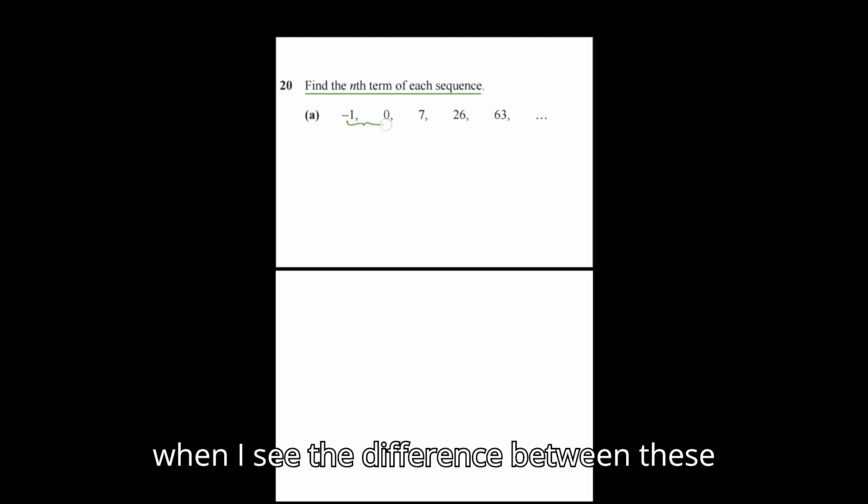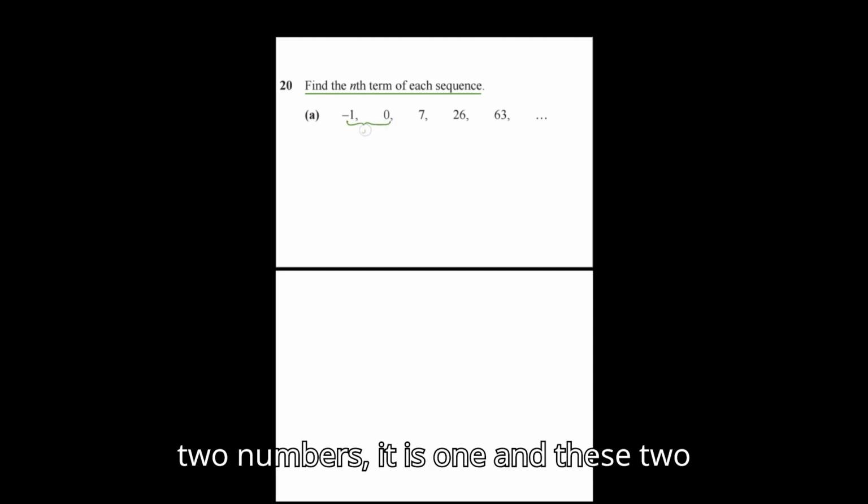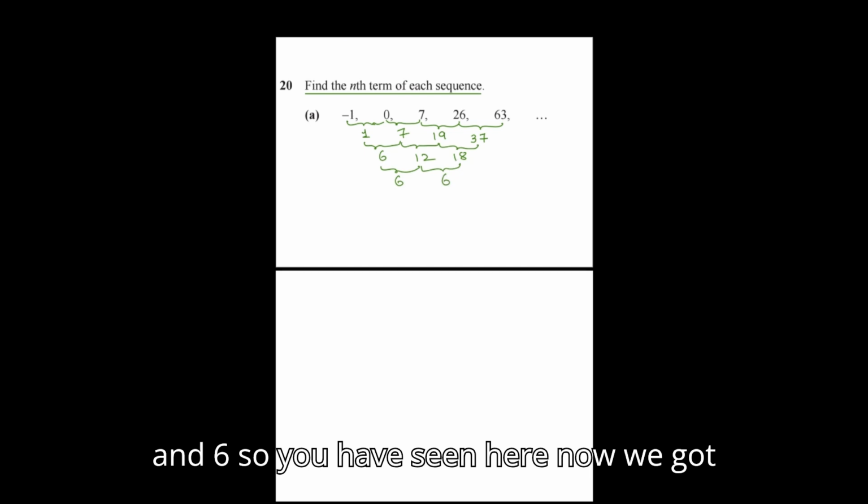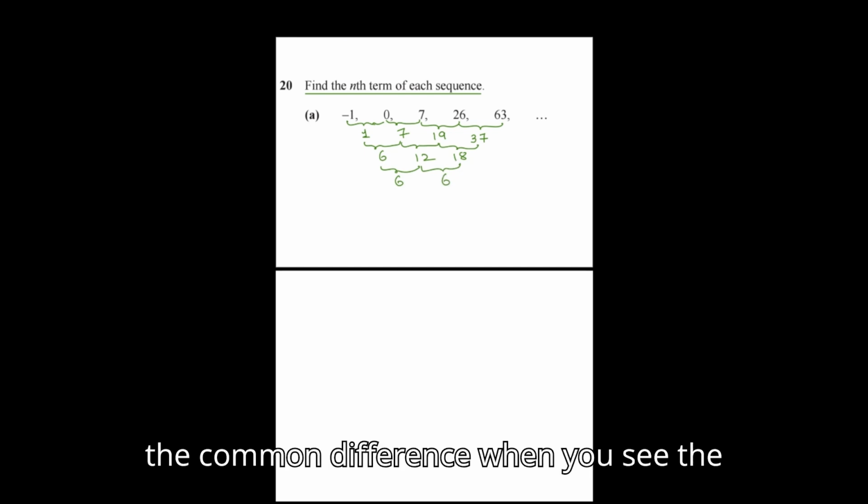So the first step, when I see the difference between these two numbers, it is 1, and these two numbers is 7, and these two numbers is 19, and these two numbers is 37. Then next again find the difference. This is 6, this is 12, and this is 18. Next again the difference, 6 and 6. So you have seen here, now we got the common difference.